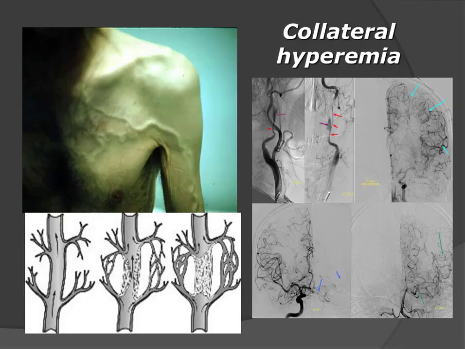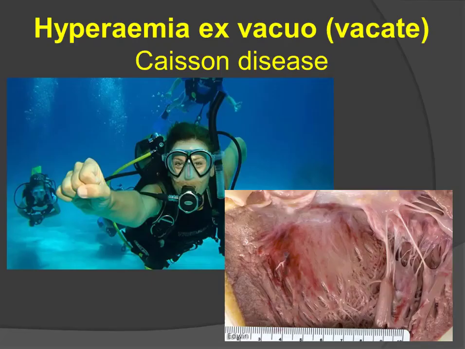Collateral hyperemia occurs due to the loss of blood supply through the main arterial trunks, for example, due to thrombosis or embolism, external compression. Then blood is redistributed through the collateral vessels. Their lumens are expanded reflectively, and the inflow of the arterial blood increases.